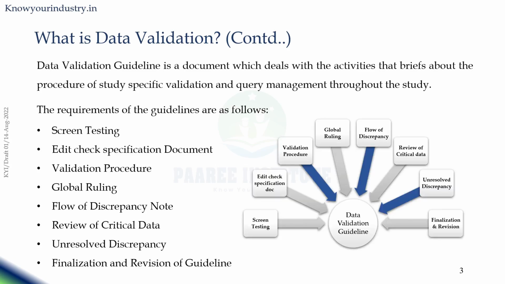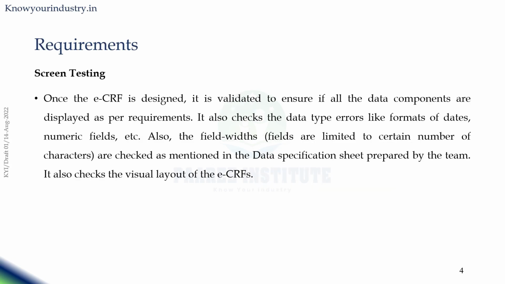If you see, the data validation guidelines are also mentioned in a flow chart diagram here. Screen testing is a part, then the edit check specification document, how the procedure is going to be enabled for the validation process, global ruling, flow of discrepancy, review of critical data, unresolved discrepancies, and finalization and revision. So the first part is screen testing. How is it done?